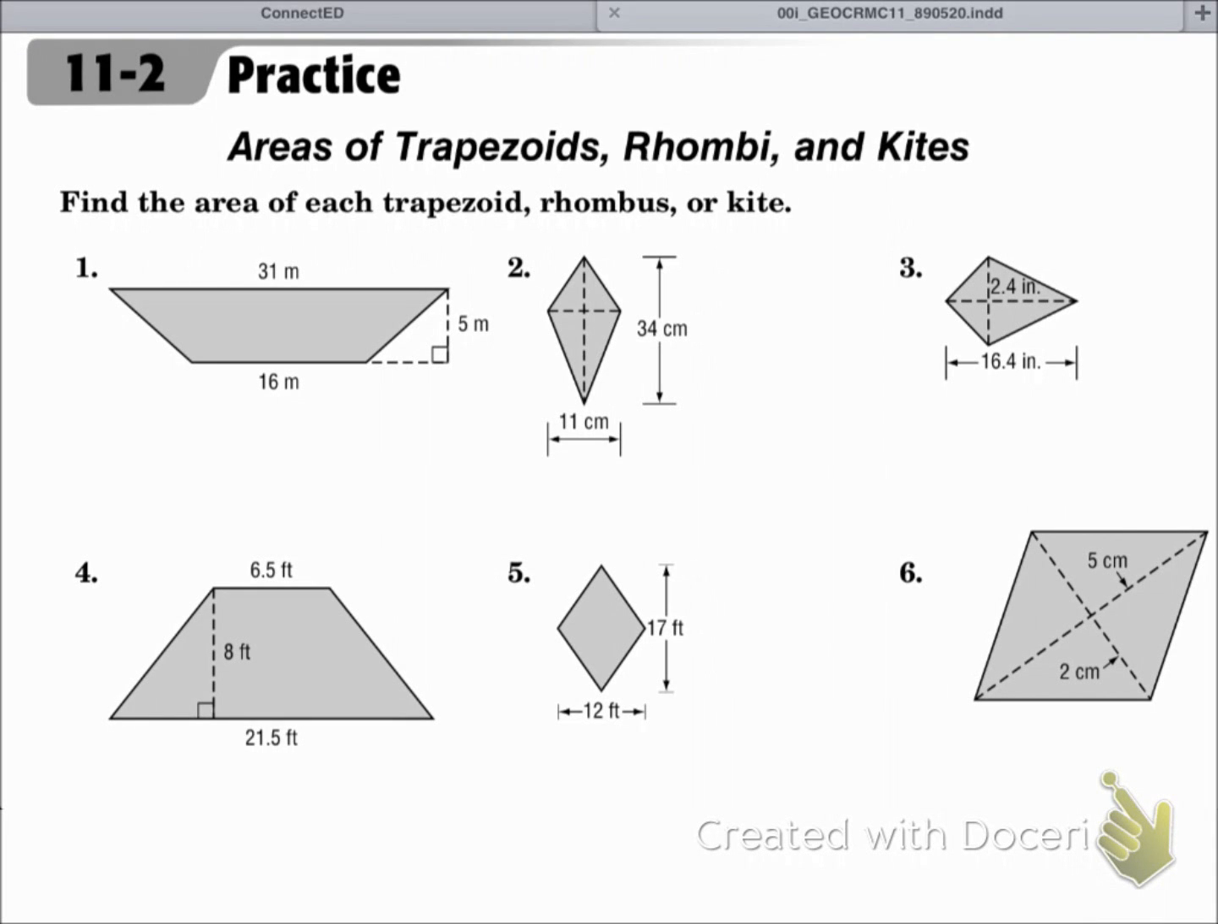This is lesson 11.2, Areas of Trapezoids, Rhombi, and Kites. Your objectives are to find the areas of trapezoids, rhombi, and kites.